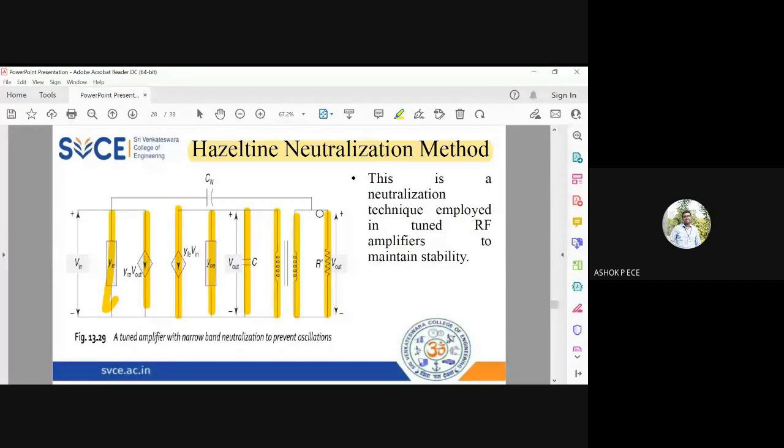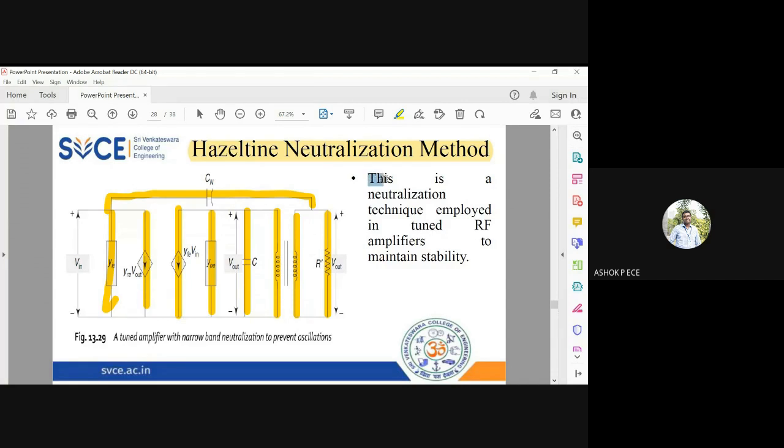And from here, I'm going to connect the feedback component Cn. Cn is going to be my neutralization capacitance or the feedback capacitance. So this method of Hazeltine neutralization is very, very popular, and it also has a very good capacity to cancel out your oscillations.